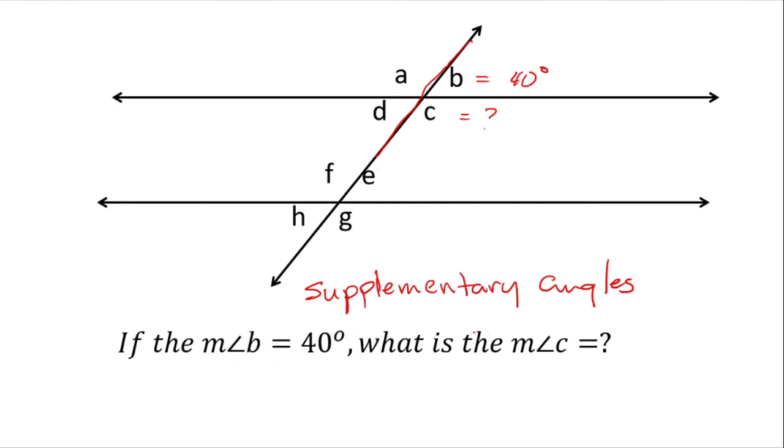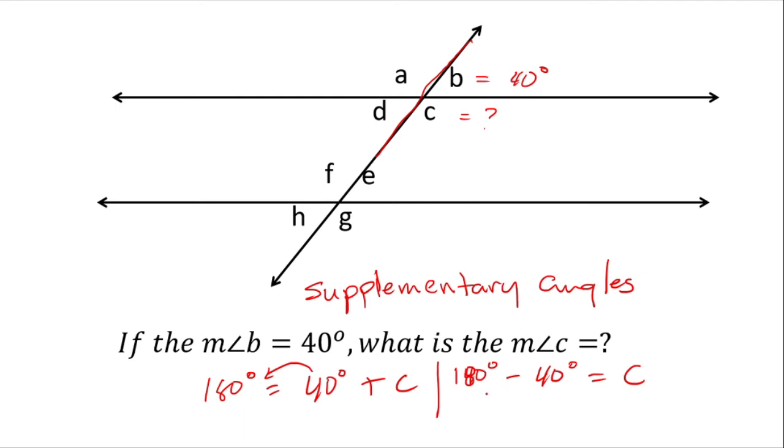Okay, so since ang total dapat daw nila is 180, okay, so 40 degrees, okay, plus C. Okay, so transpose natin. 180 degrees minus 40 degrees equals C. So, meron tayong 140 degrees. So, ang measure ng angle C natin is 140 degrees.